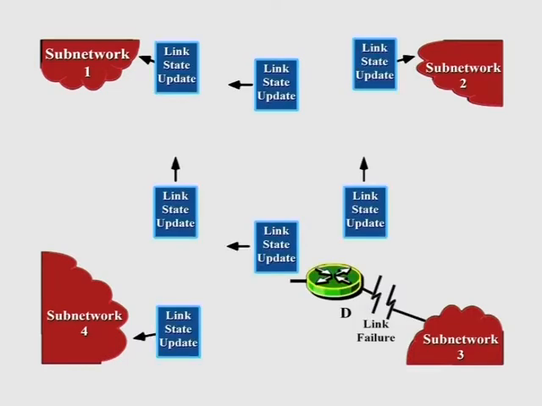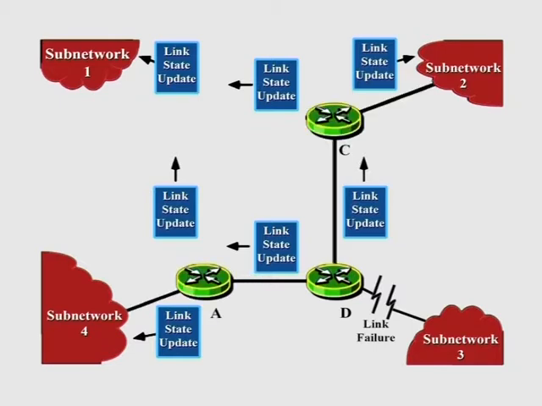The router D sends a link state update to its neighbors A and C. A and C in turn send link state updates to their neighbors, that is, to router B, and subnetworks 2 and 4.